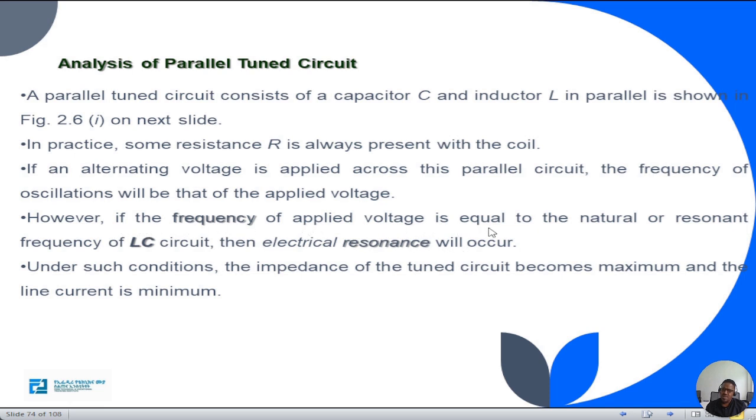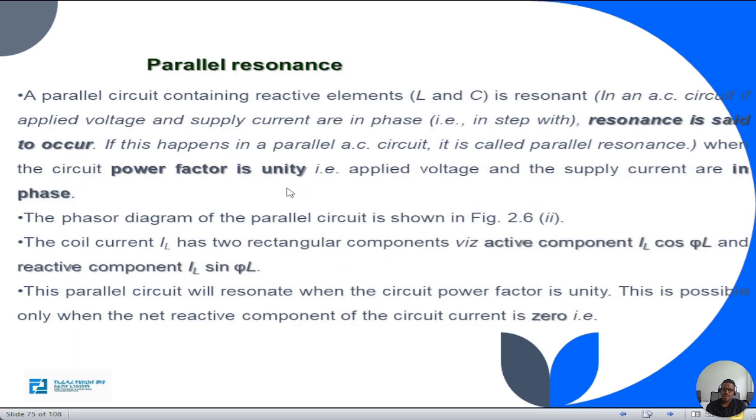If the frequency of the applied voltage is equal to the natural or resonant frequency of the LC circuit, electrical resonance will occur. Under such conditions, the impedance of the tuning circuit becomes maximum and the line current is minimum. In a parallel circuit containing reactive elements L and C, resonance occurs in an AC circuit if the applied voltage and supply current are in phase. If this happens in a parallel AC circuit, it is called parallel resonance.